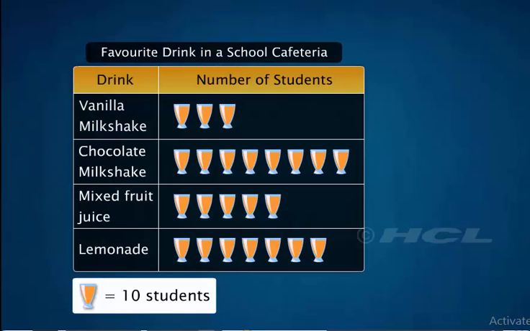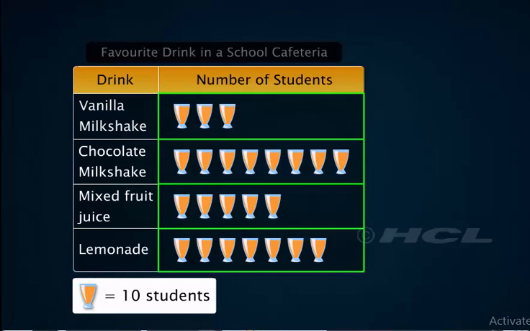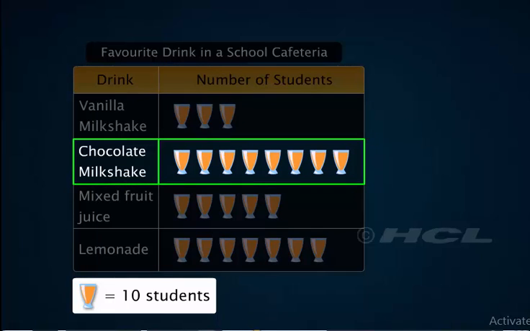Look at the pictograph closely. The first column lists the types of drinks favored by students in the school cafeteria. Beside each type of drink on the same row, we have symbols to indicate the number of students who favored that drink. To identify the most favored drink in the cafeteria, look for the row that has the most number of symbols. Notice that the number of symbols is the highest for chocolate milkshake. Thus, chocolate milk is the favorite drink among most students.